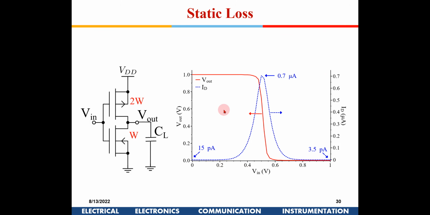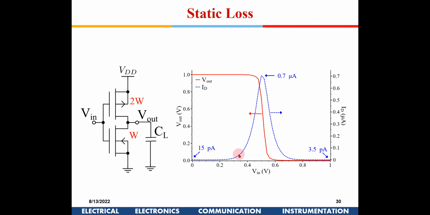This is the plot, which is for 45 nanometer. This is W, this is 2W. So I get a symmetrical curve, like around, I can get switching at around 0.5 volt. Right. If I keep this as 2W and this at W, I'll get a symmetrical curve. This is 15 picoampere, the leakage current because of the nMOS. 3.5 is the leakage current because of the pMOS, and both are switching.